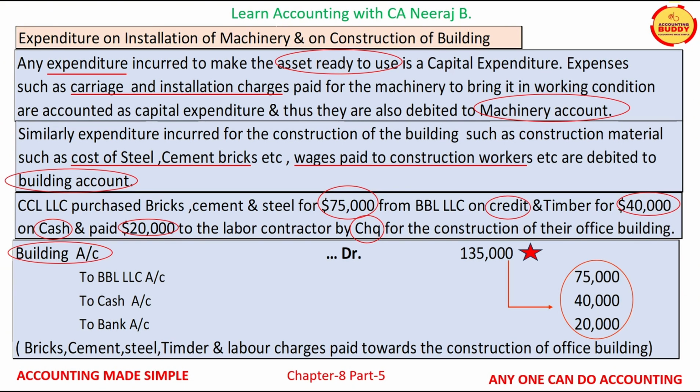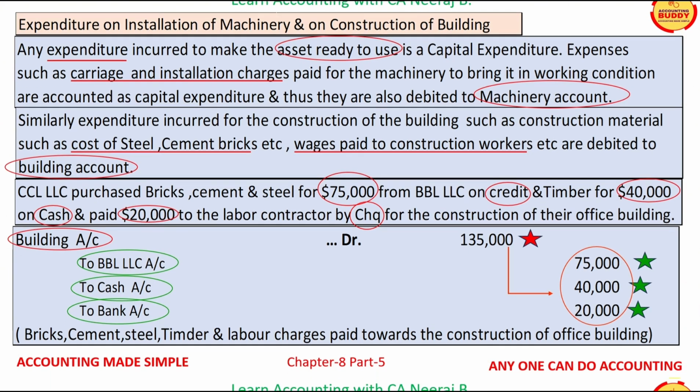BBL LLC will be credited with $75,000 as bricks, cement, steel is purchased on credit. Cash account is credited for $40,000 being the cash paid for timber purchase, and bank account is credited by $20,000 being the labor contractor payment made by check.